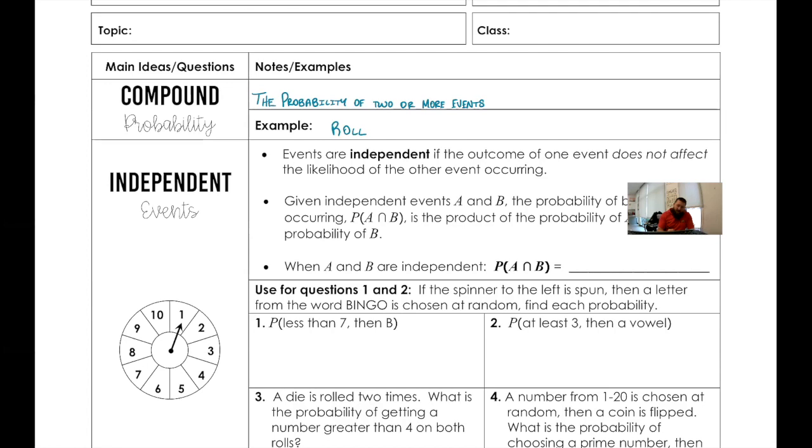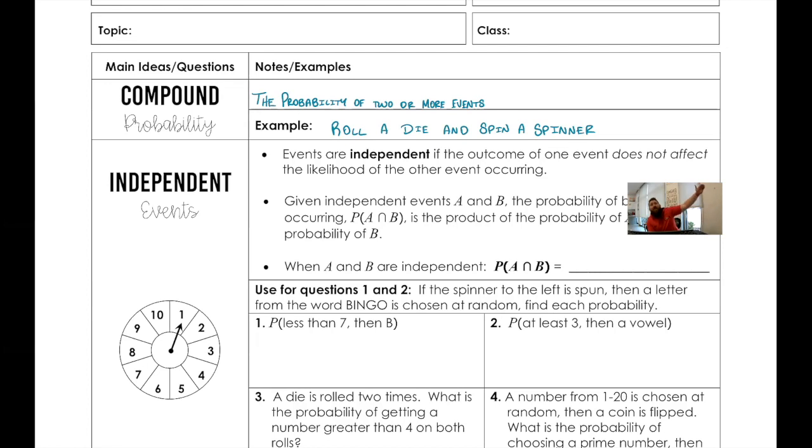and spin a spinner, so that would be an example of a compound probability, because the die on its own has its own probability, and then the spinner also has its own probability. Now we have two types of compound probability.